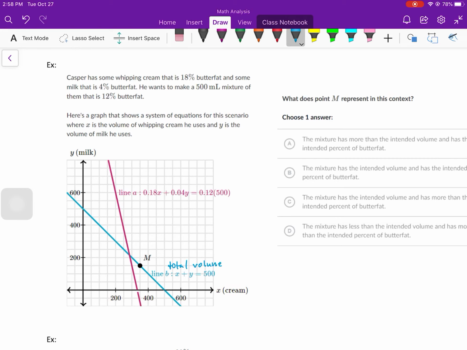So he wants to be right at 500. So as long as you're right on that blue line, you're right at 500. If you're below the blue line, you're less than the total volume. If you're above it, you're above that volume. This right here is the mixture. This represents the percent of butterfat.